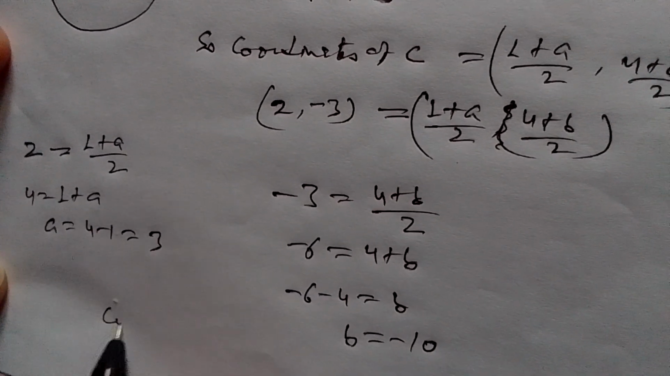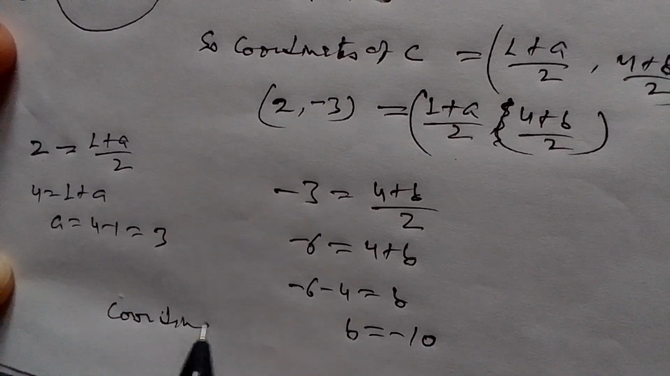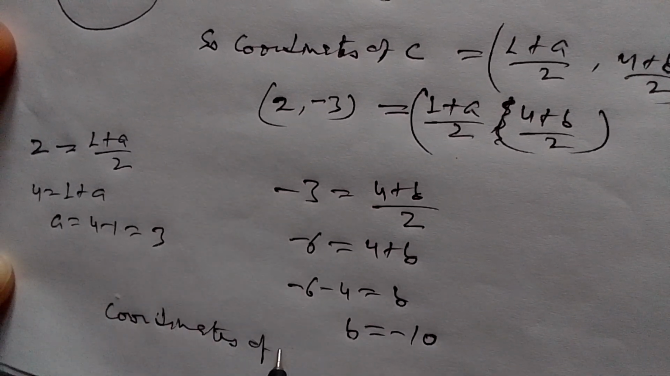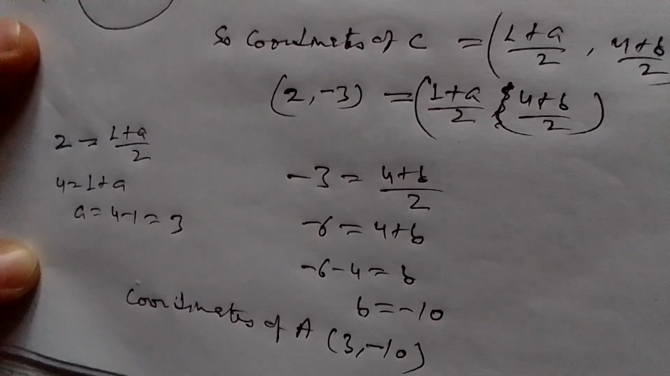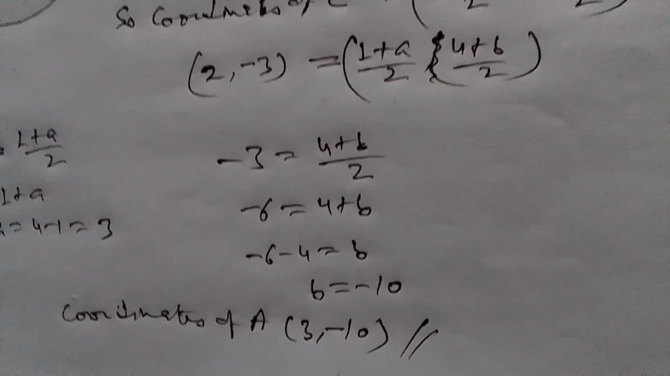So coordinates of point A will be 3 comma minus 10. So this is the answer of the 7th question.